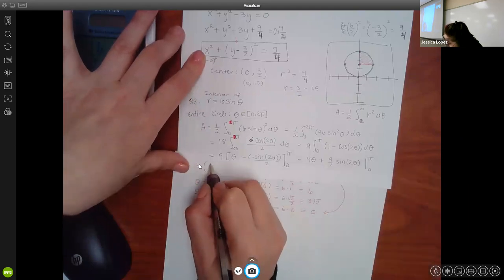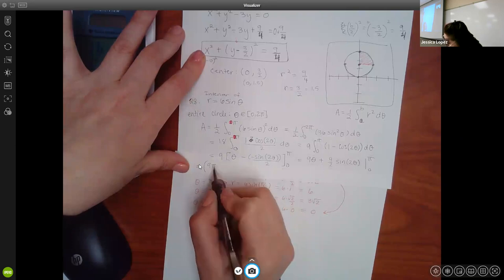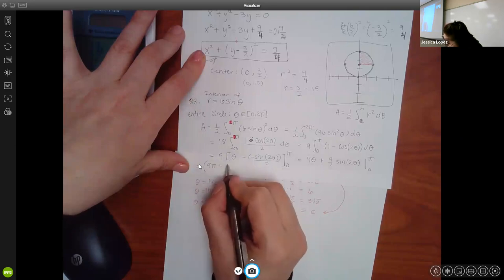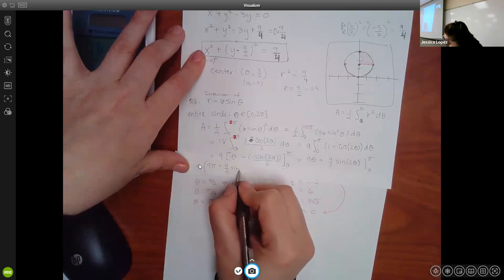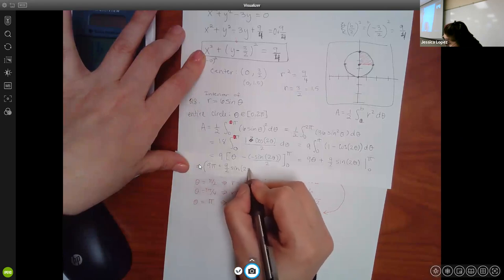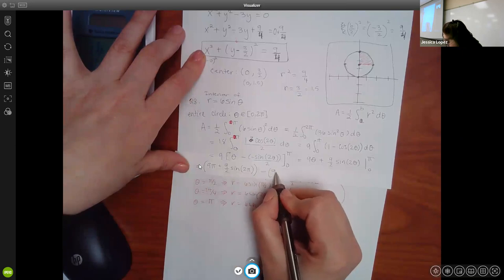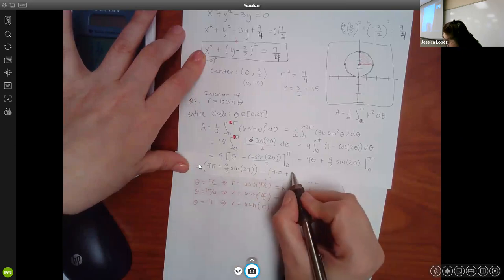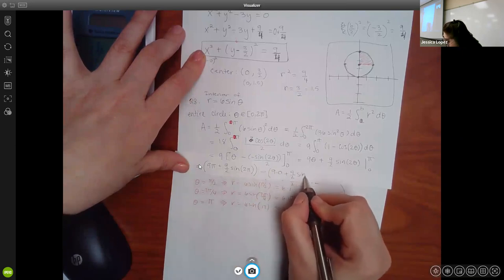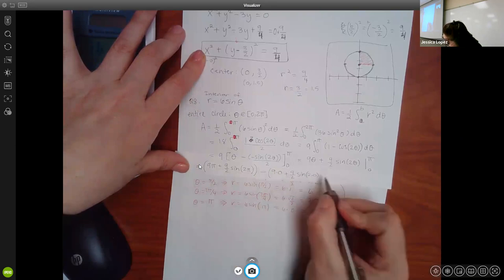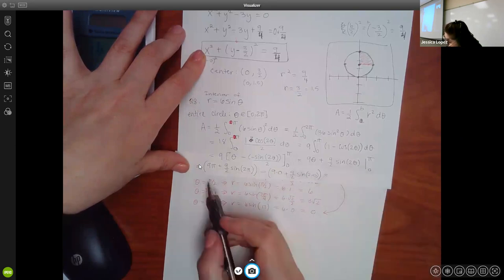So let's see what we get. We get 9 pi plus 9 halves sine of 2 pi minus 9 times 0 plus 9 halves sine of 2 times 0. I get 9 pi.